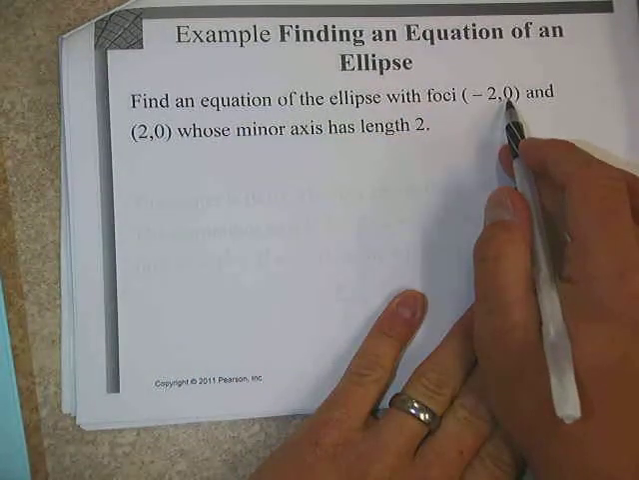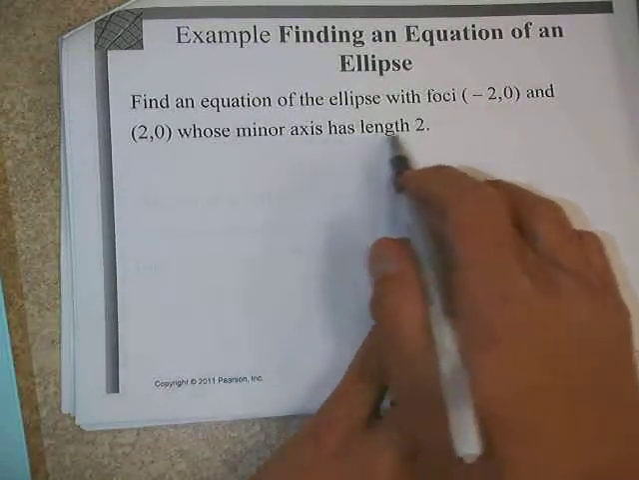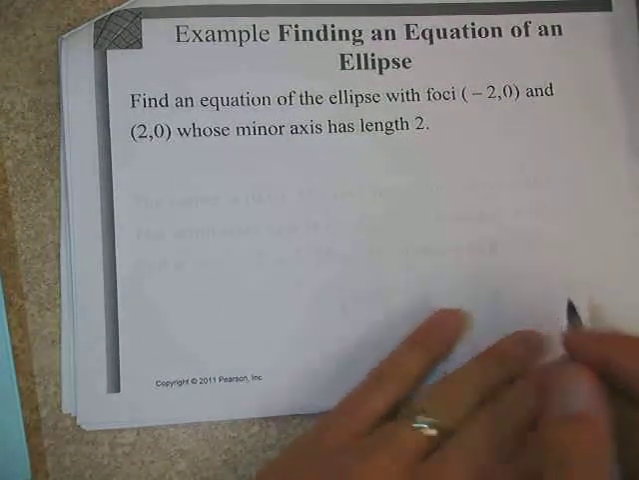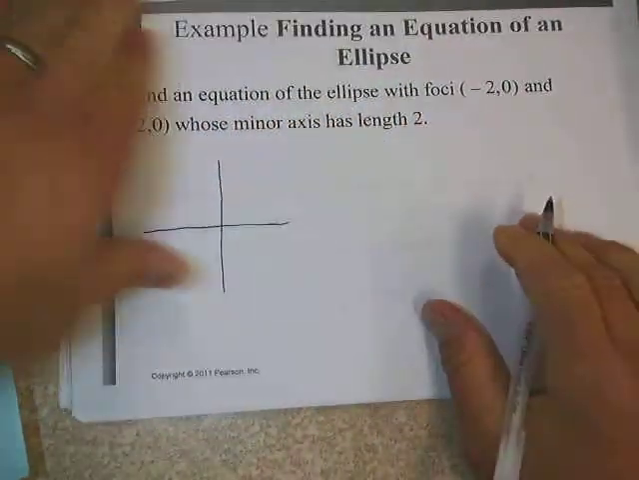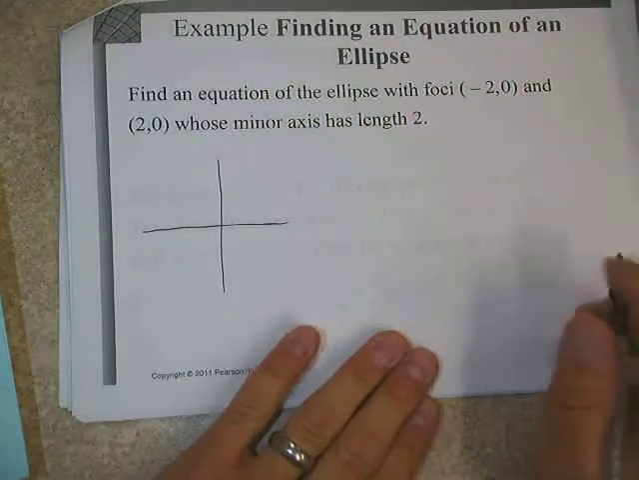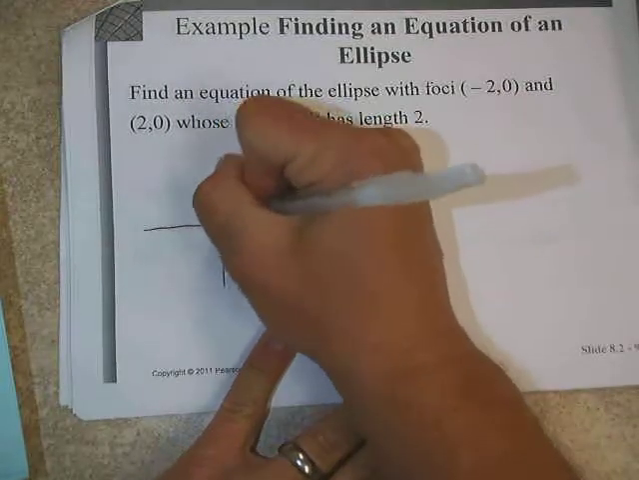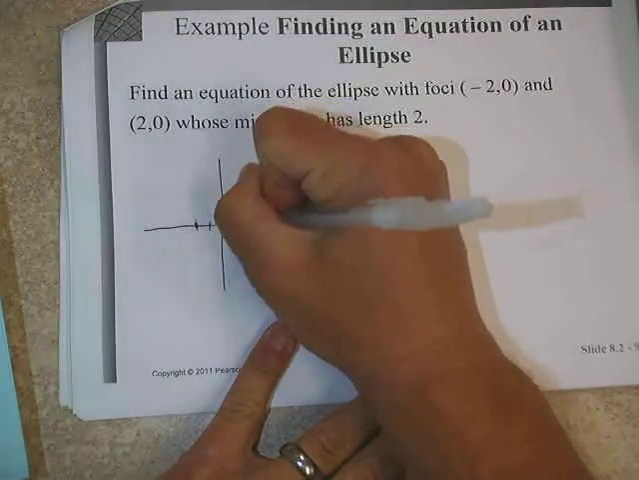All right, let's take a look at another one. This time, instead of finding some parts, we're asked to actually write the equation. Okay, it says that we want to find the equation of the ellipse with the foci at (2, 0) and (negative 2, 0). The minor axis has a length of 2.